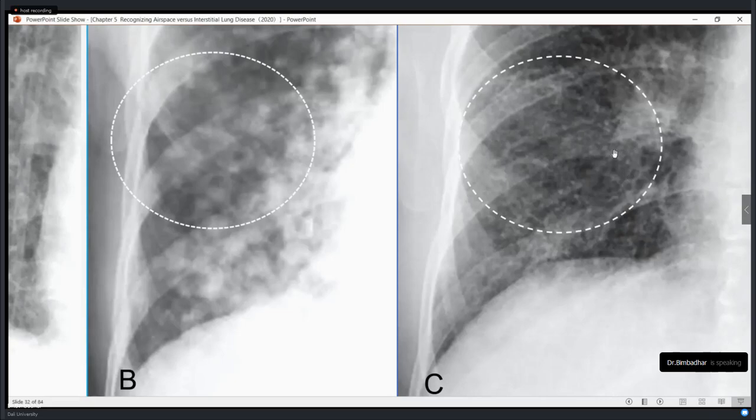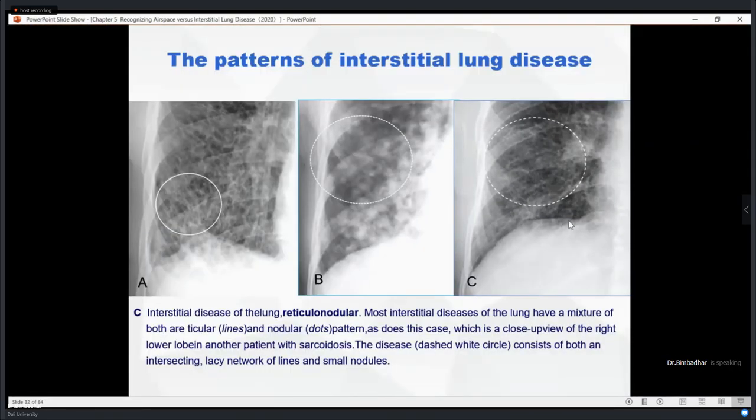And the other things we see here, close to this bronchus itself, we have smaller opacities. And immediately close to it, we also have crisscrossings. Such a mixed pattern together, we call a reticulonodular pattern. Okay, reticulonodular pattern. And you have to understand one thing here: it is also called an intersecting, lacy network and small nodules. So they have three differentiating features.